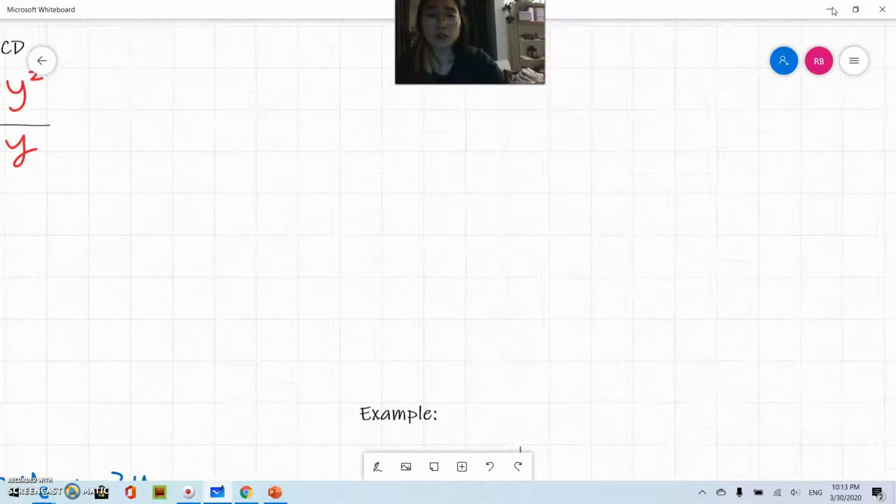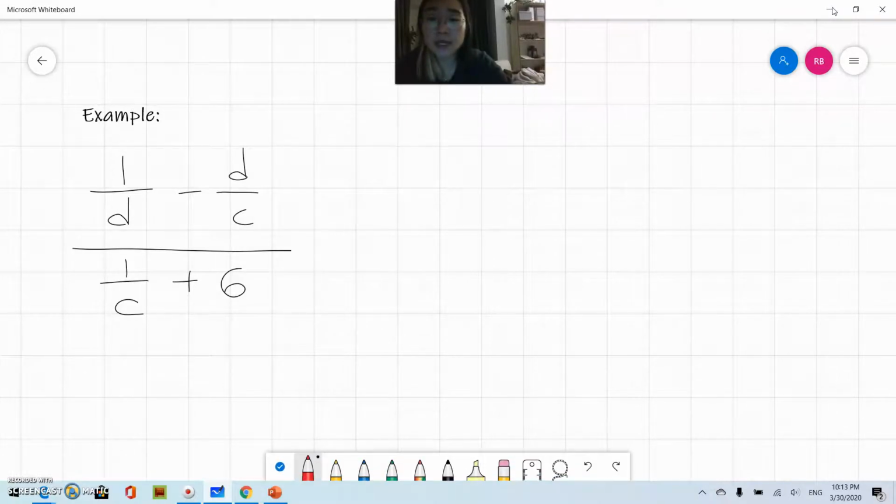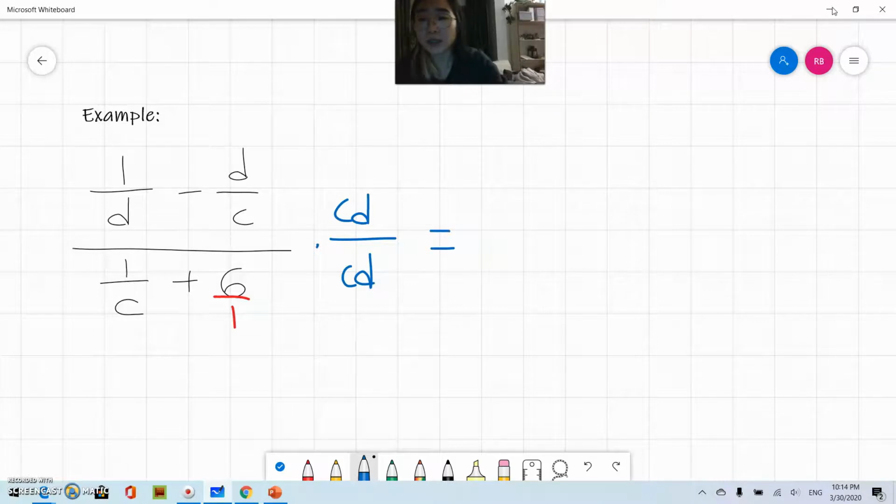All right. Next example. I will go with method 2 because method 2 seems simpler to me. So again, I just need to remember that 6 is 6 over 1. So then the common denominator for all these fractions would be C times D, right? So I'm going to multiply CD on top and CD on the bottom. So then 1 over D times CD. Let me just write out everything.